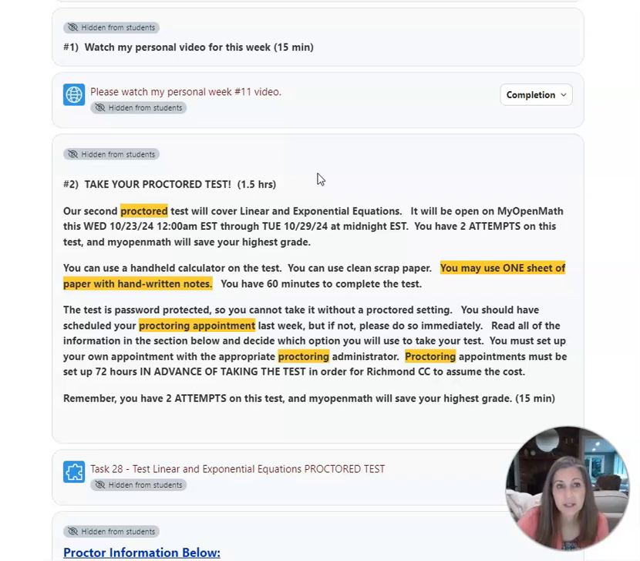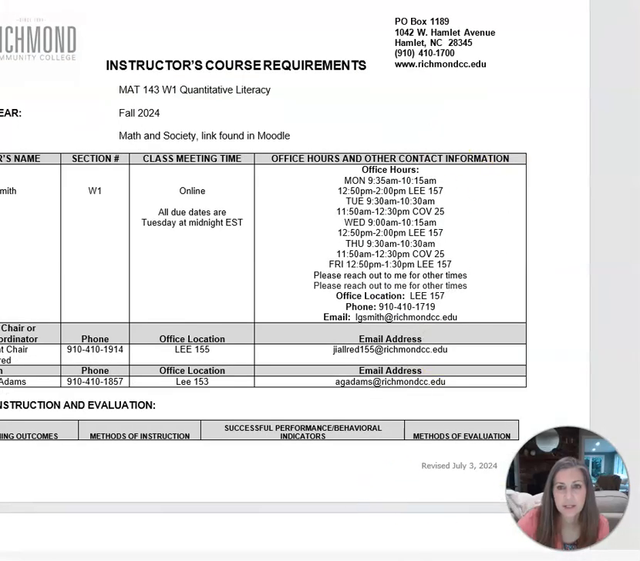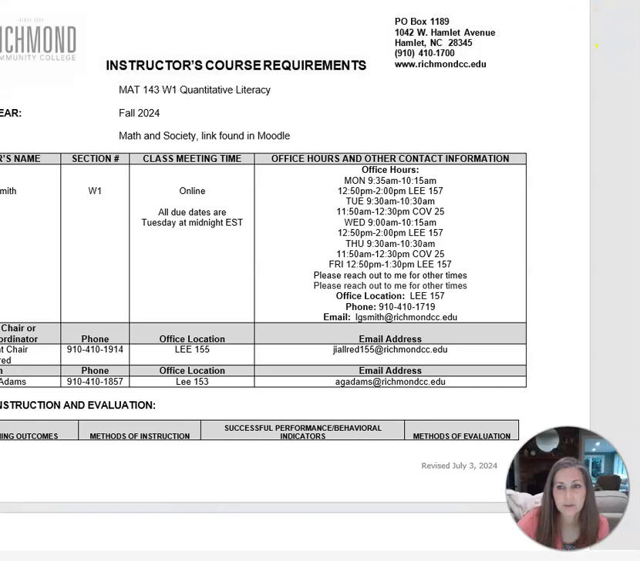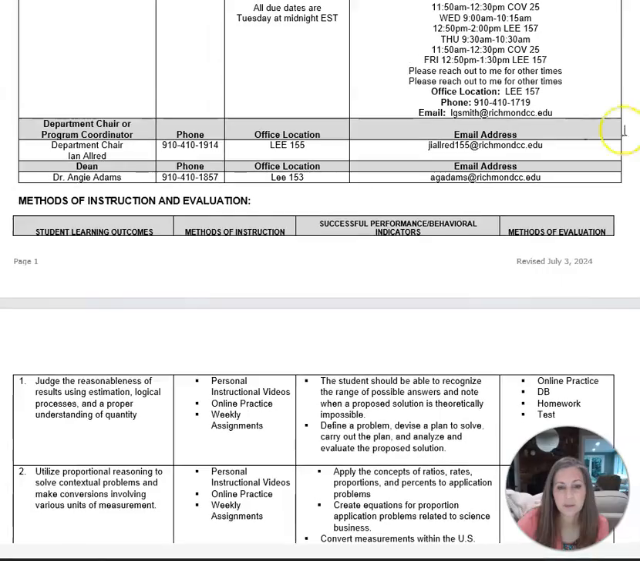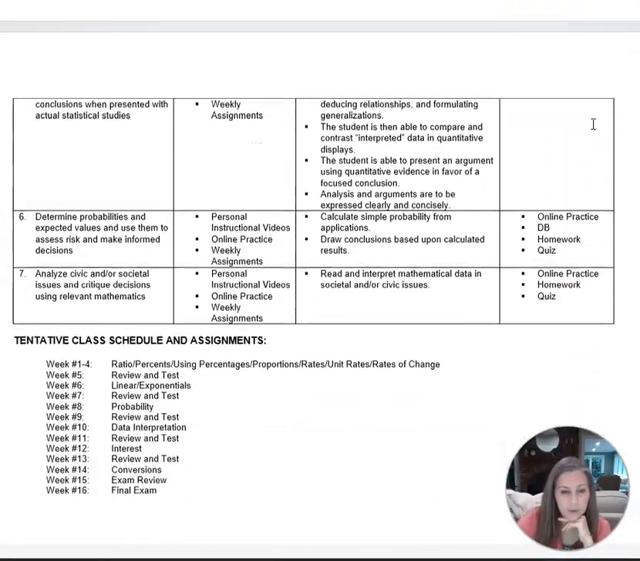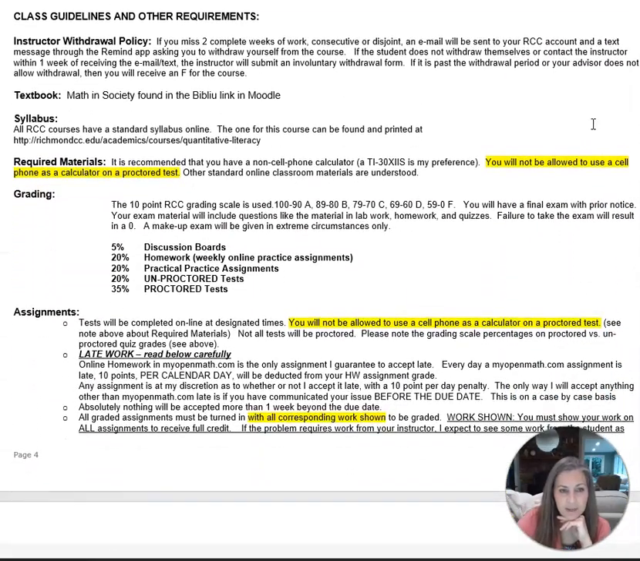Now, while I'm discussing proctor tests, I don't think everyone understands how the grades are set up in this course. So I want to go to our ICR. Here it is. See if I can move my screen over. There we go. All right, this is our ICR. It's loaded in the first block of Moodle, but I want to talk to you about the grading.